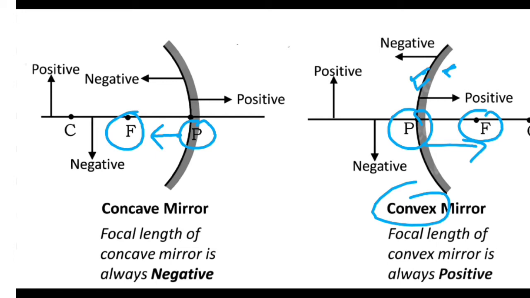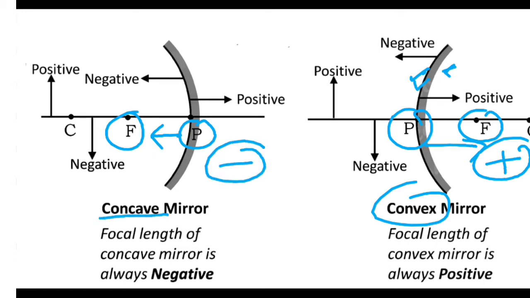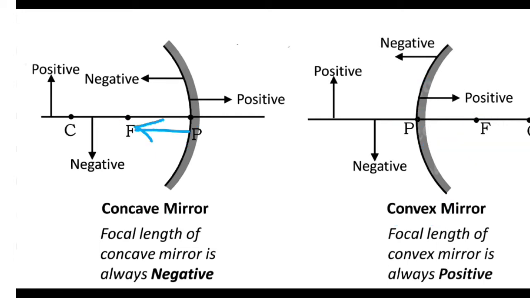So when we consider the right direction, the focus is always positive in case of convex mirror. But in case of concave mirror, it is always negative, because it is always lying in front of the mirror, which is on the left side from the pole. So pole to the left, focus negative; pole to the right, focus positive.